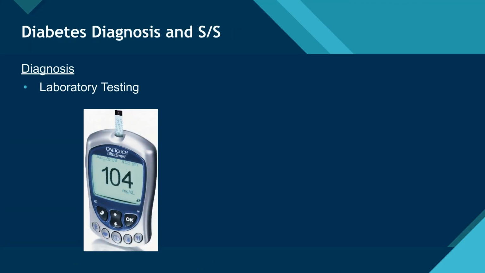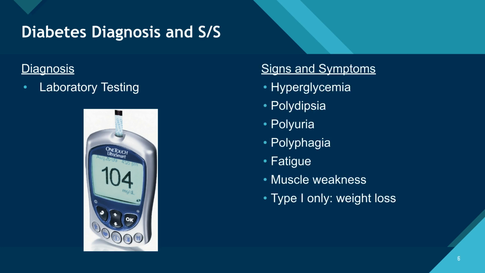Diabetes is diagnosed through laboratory testing, as shown by the glucose meter display. Signs and symptoms include hyperglycemia, polydipsia, polyuria, polyphagia, fatigue, muscle weakness, and for type 1 only, weight loss.